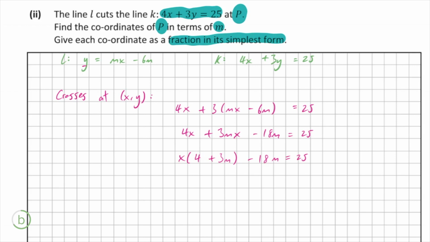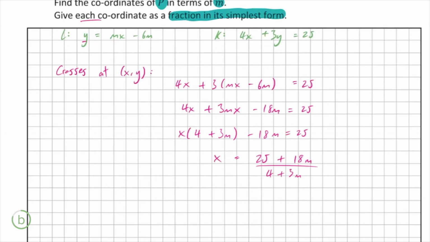So now we're just going to add across by 18m and also divide across by 4 plus 3m in order to isolate x. So there we have our x coordinate in terms of m, but of course they did ask for each coordinate, so now we're just going to have to sub back in somewhere for x in order to get y. So it should result in the same thing regardless of which equation you use. However, just because there's more numbers involved in the equation of K, I'm just going to use this one. But again, it doesn't technically matter.